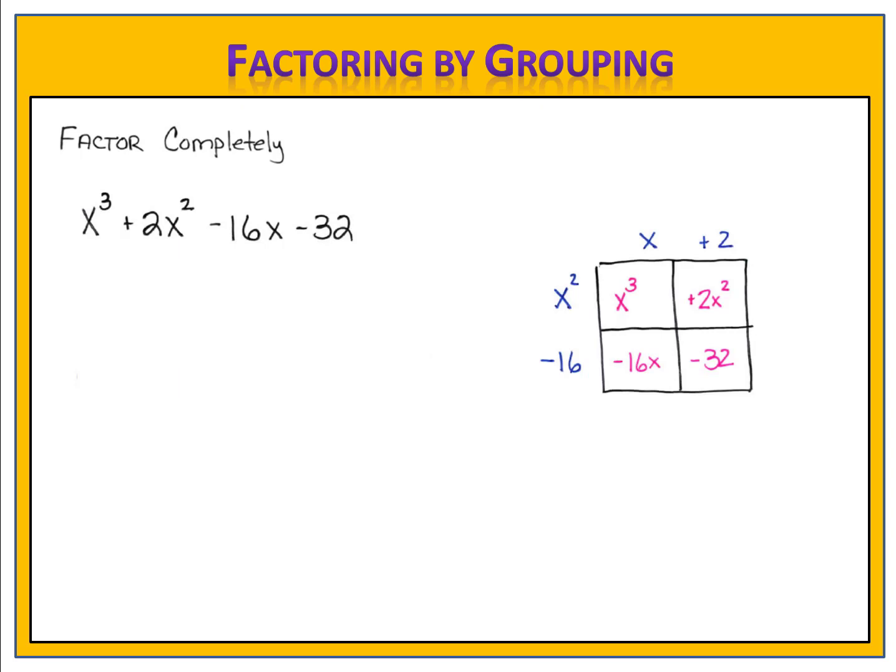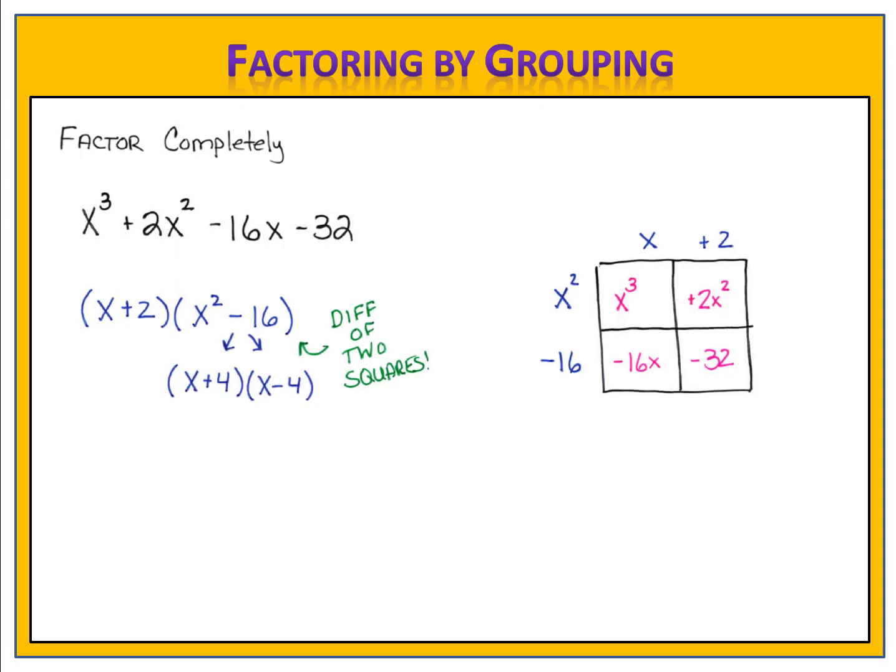Now we have our two factors, x plus 2 and x squared minus 16. But notice that the second factor is a difference of two perfect squares. That binomial can be factored further. X squared minus 16 factors to x plus 4 times x minus 4. Don't forget the x plus 2, that's also one of the factors. So when factored completely, the result is x plus 2 times x plus 4 times x minus 4.